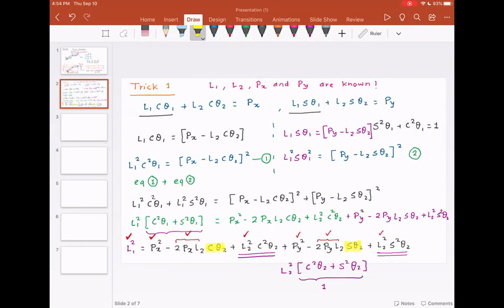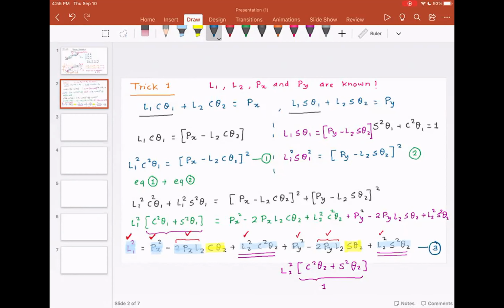Once again, let me repeat. The highlighted terms, the blue highlighted terms, are constants. So these are now known. The only unknowns are cosine theta 2 and sine theta 2, which means I'm going to write this equation 3 in the most general form.